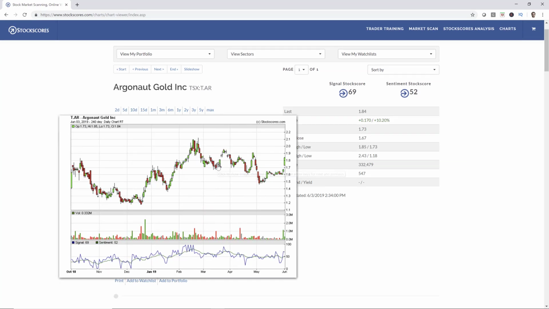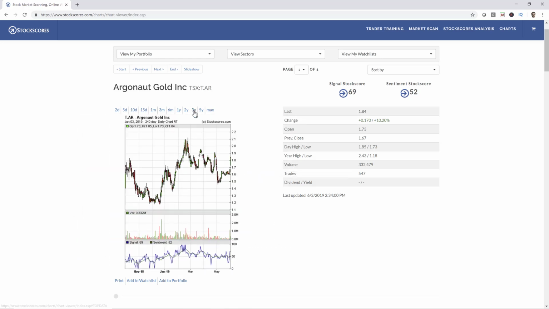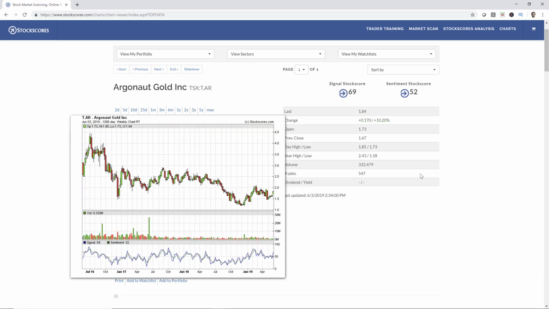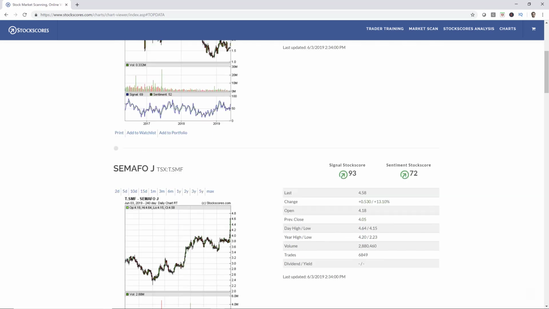What I typically do here is I look at the daily chart first. If I think it has some promise, then I will look at the 3-year weekly chart. In the case of this stock, Argonaut Gold, it hasn't broken its downward trend line yet. So although it is a gold stock and it has built a rising bottom, I think there are probably better names out there. So we'll continue along.